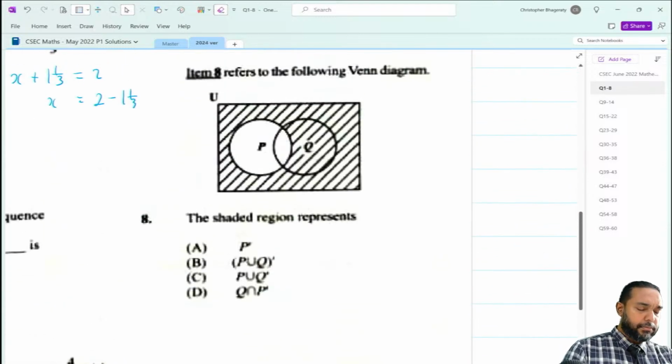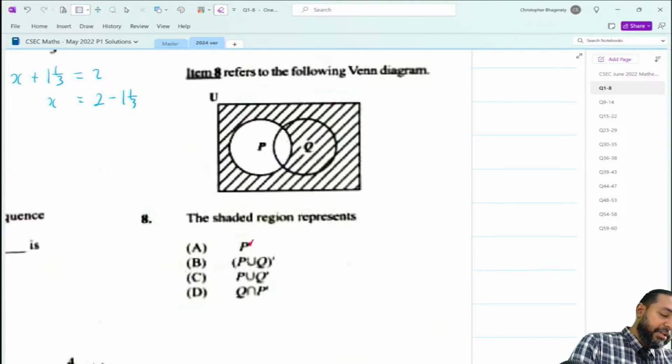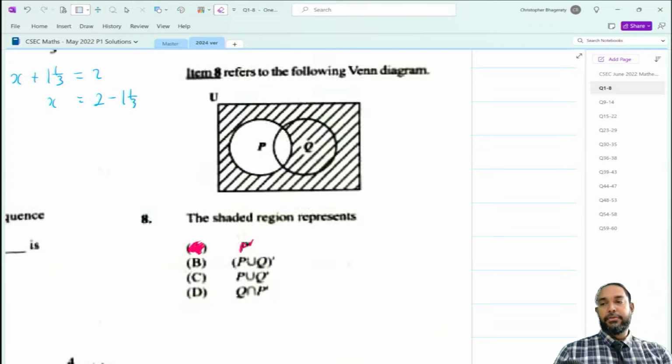All right. The Venn diagram, the shaded region. Okay, so we saw this before. Everything except P is shaded. We're going on, kids. So that's, well, it's not too visible here, but it's supposed to be P complement there, right? So that's option A, P complement. All right. Yeah, repeat from last night, the day before, kind of thing.